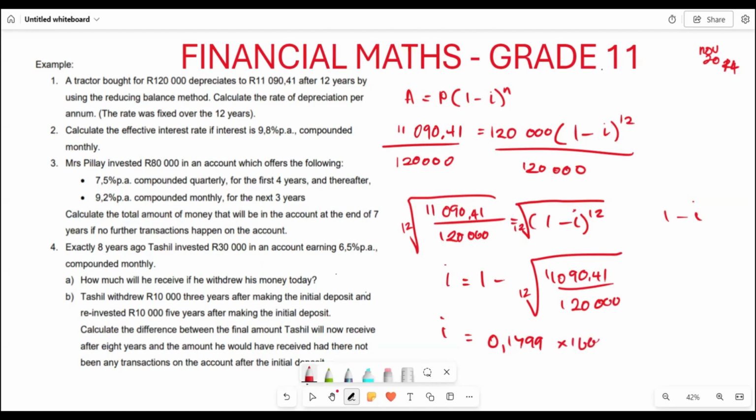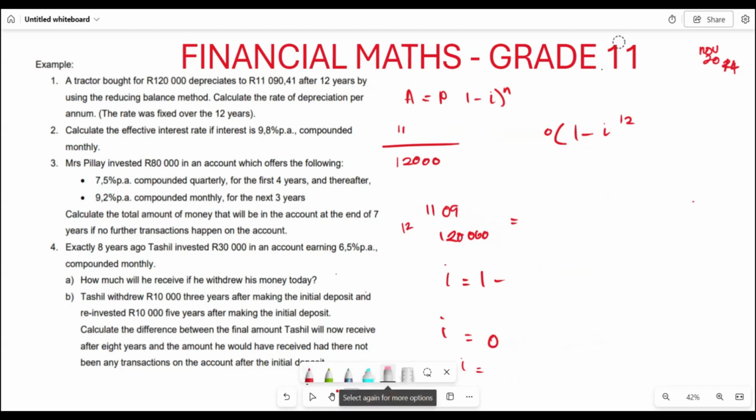And then what are you going to get as your interest? You are going to end up having 18%, which means the depreciation rate is 18%. Okay, so that's what you are going to have whenever you are required to do this type of equation, right? Now let's look at the second thing.